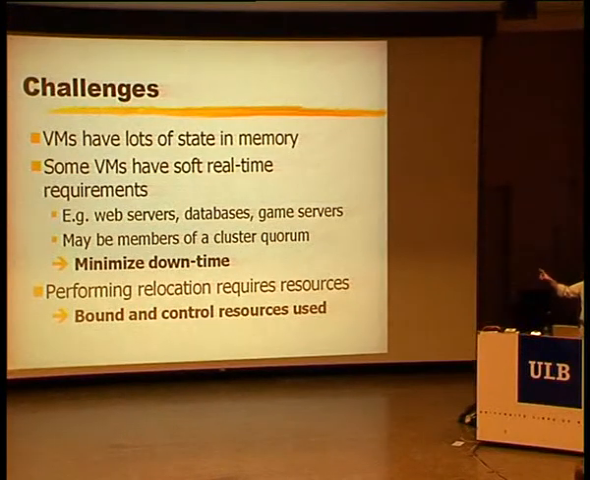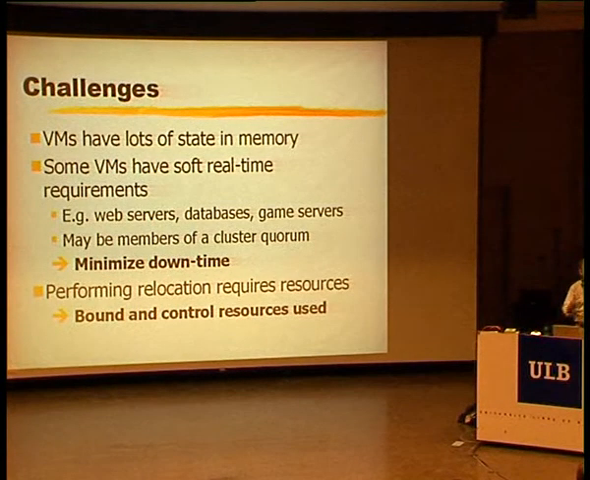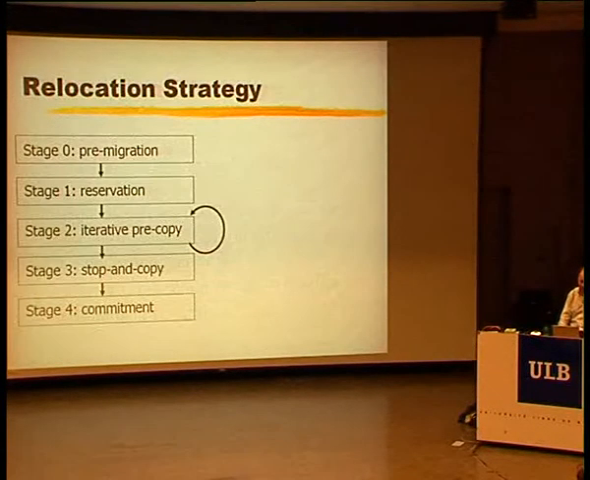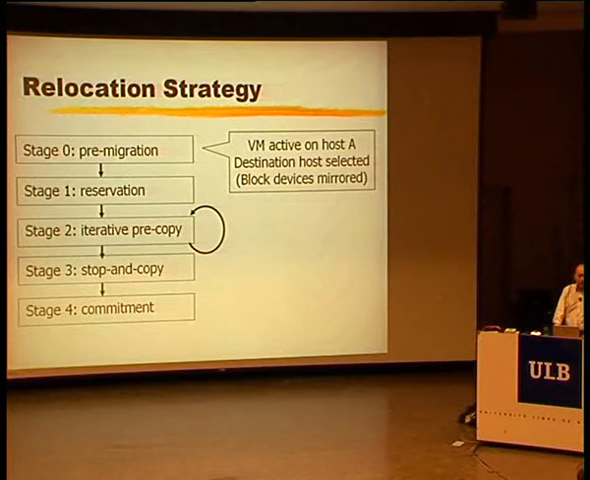A key thing of this, if you're running some sort of cluster file system or something like that, and an 8-second outage will cause you to get kicked out of the quorum, and then when you wake up at the new location, cause complete chaos. So we need to minimize the downtime. The other thing we need to do is to bound the amount of resources we use to do the relocation. Because if you're taking 100% of the machine to perform the relocation, then your application isn't getting to run, and you might as well have just stopped it. So we need to get the balance right between the two. So looking at how VM relocation works, we have a pre-migration stage where you look at the other host, figure out whether it's going to be a suitable candidate for running this virtual machine.